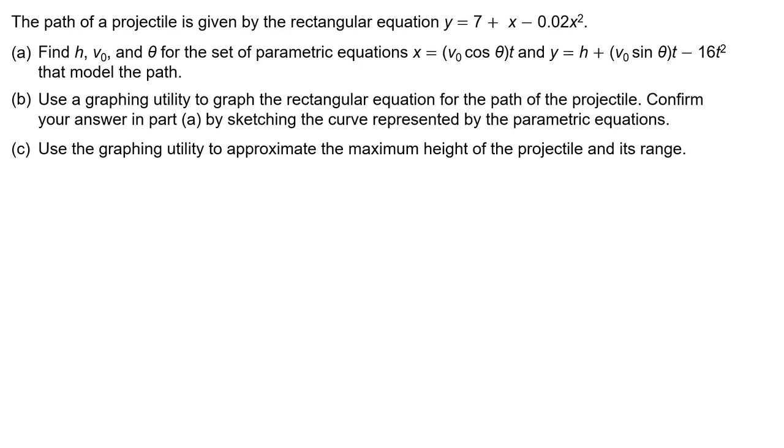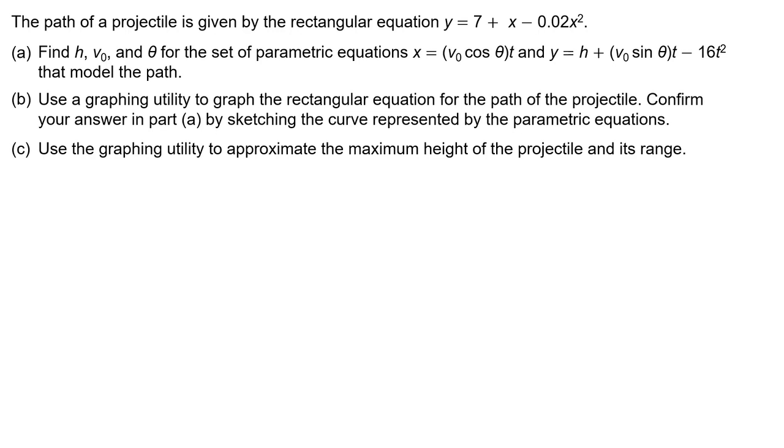The path of a projectile is given by the rectangular equation y = 7 + x - 2/100 x². Part A. Find h, v₀, and θ for the set of parametric equations x = v₀ cos(θ)t and y = h + v₀ sin(θ)t - 16t² that model the path.